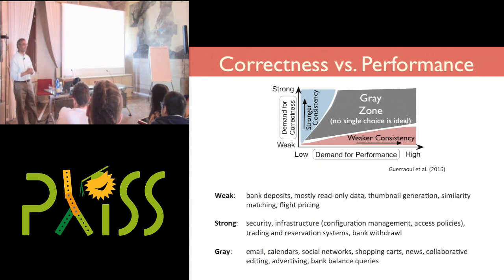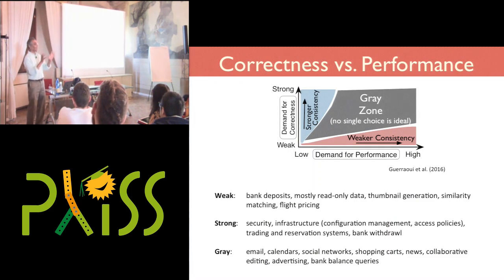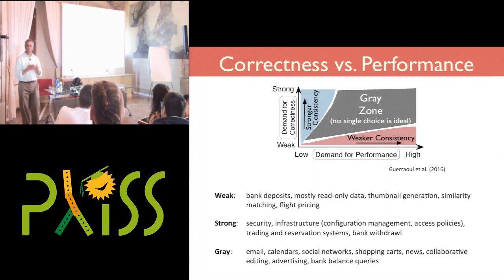But the interesting thing is that much of the world and much of what our desires are, like most things in life, are in this gray area where it would be nice to get correctness, but I really don't want to give up performance. Or conversely, it would be nice to get performance, but I really don't want to give up correctness. Can you do something for me? And this becomes a negotiation.